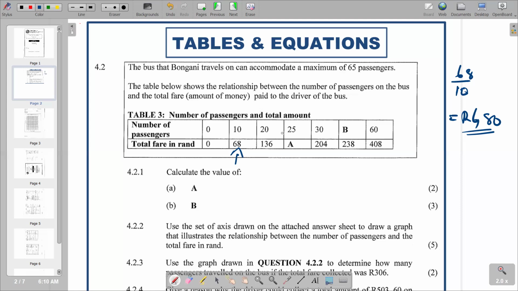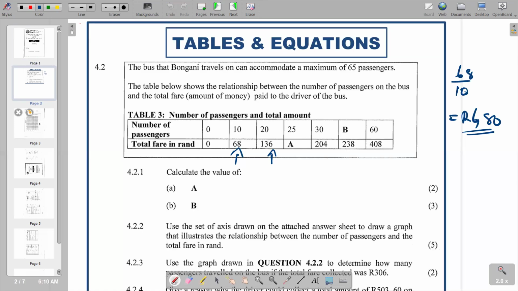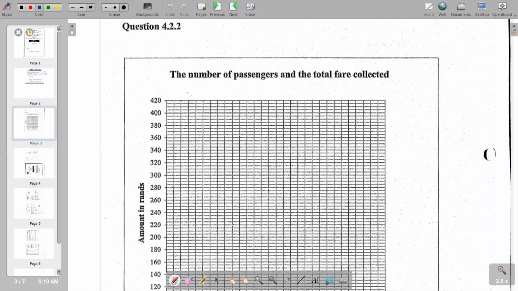That is the fare per passenger. The same applies to the other pair: if you say 136 divided by 20, you also get the same fare per passenger, which is 6.80. So now to get your A, you use 6.80 for 25 passengers. We present it as such: first of all, you say 68 divided by 10 to get the fare per passenger.